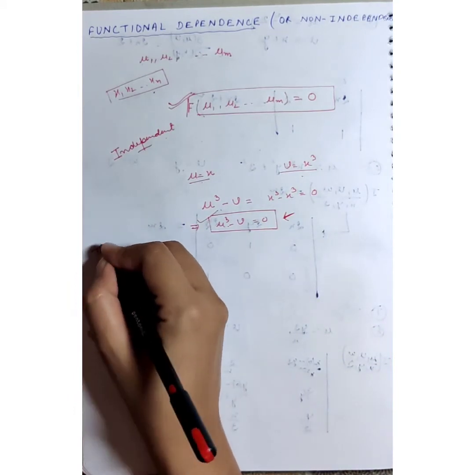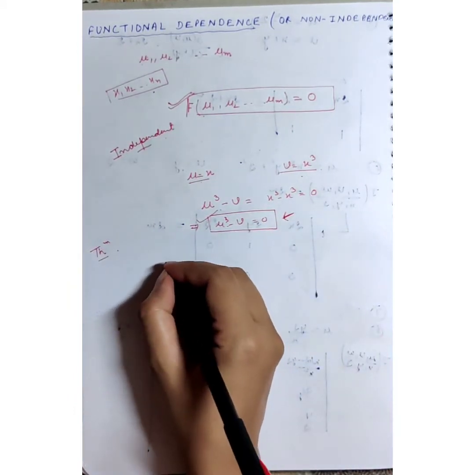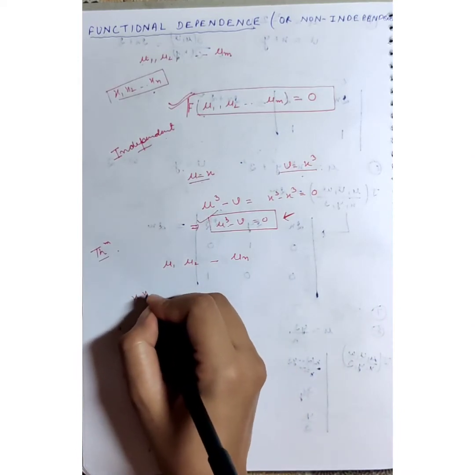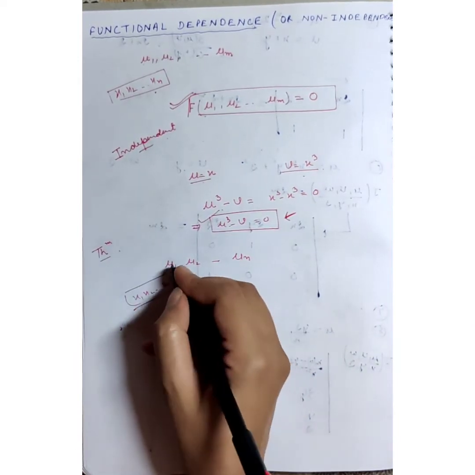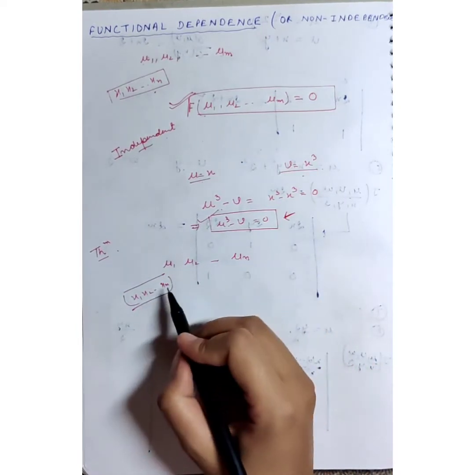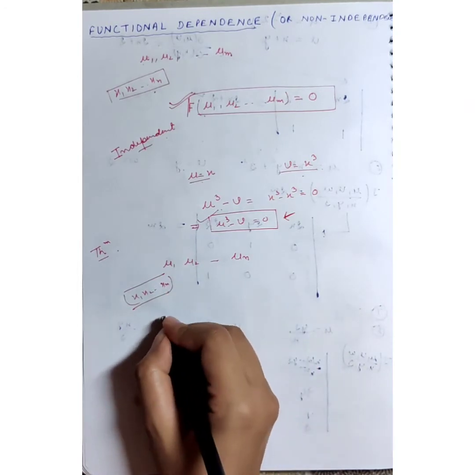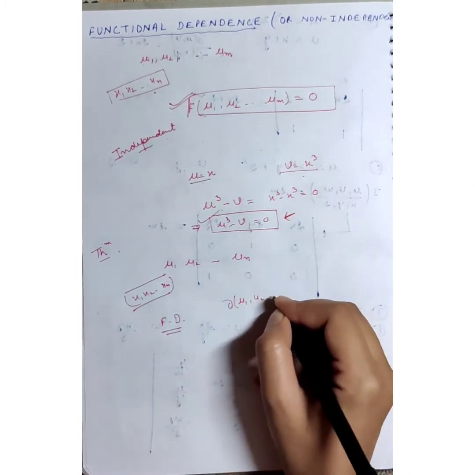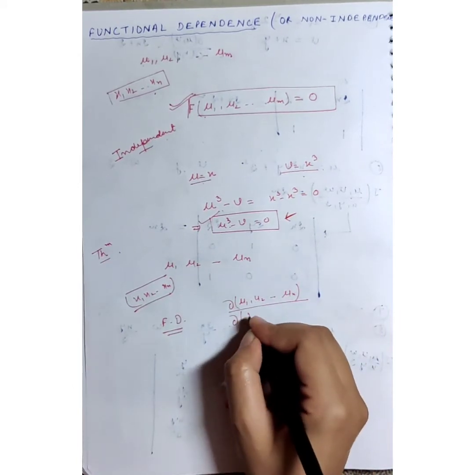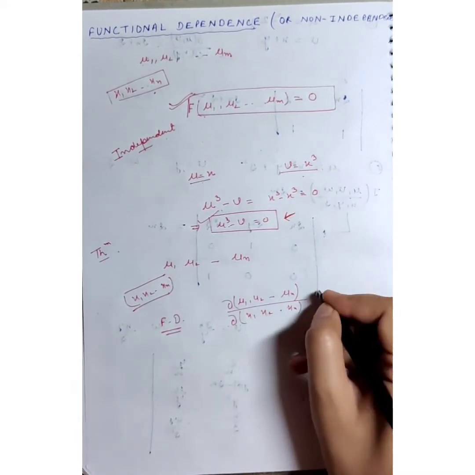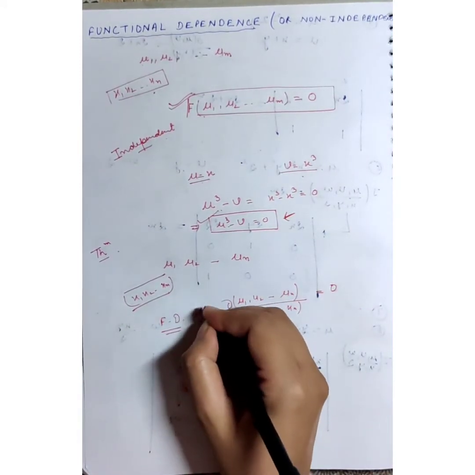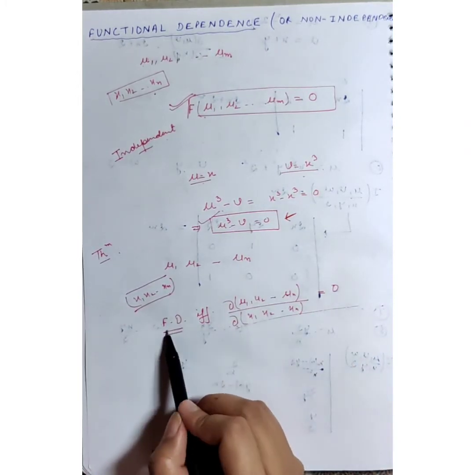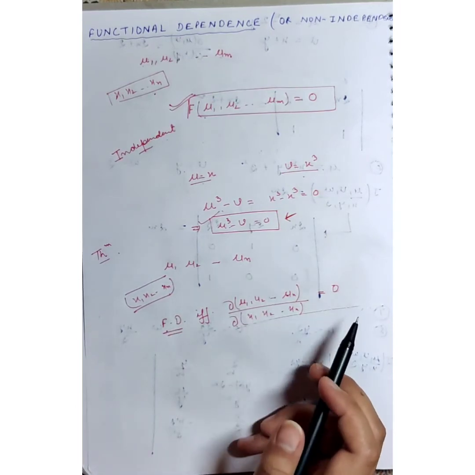Now, one theorem is there without proof. There are n functions u1, u2, ..., un of n independent variables x1, x2, ..., xn. Then they are called functionally dependent if the Jacobian of u1, u2, ..., un with respect to x1, x2, ..., xn equal to 0. This condition is if and only if. If the Jacobian is 0, then the functions u1, u2, ..., un are functionally dependent, and if the functions are functionally dependent, then the Jacobian is equal to 0.